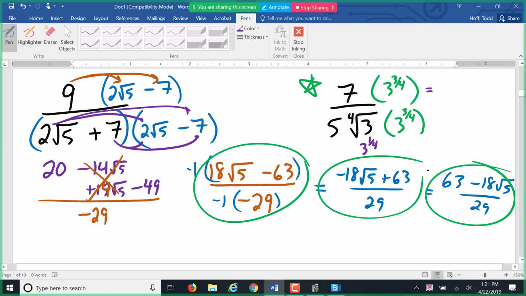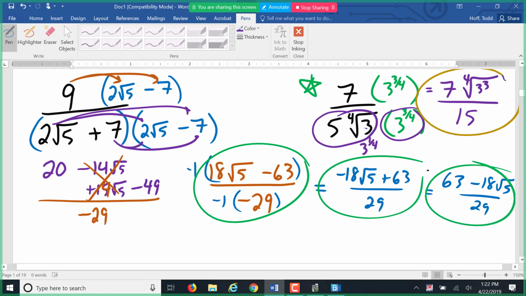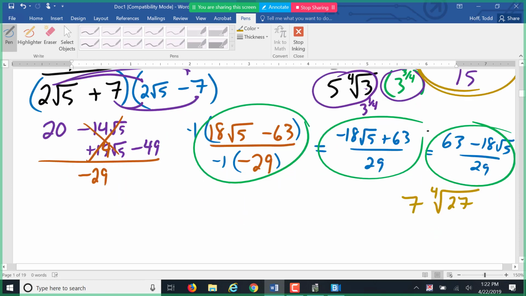So 7 times 3 to the power of 3/4 is 7 times the fourth root of 3 to the third. On the bottom, 5 times the fourth root of 3 times 3 to the 3/4 becomes 3 to the 1, which is just 3. 5 times 3 is 15. This still needs to be simplified a little bit. 3 to the third power is 27, so that's 7 times the fourth root of 27 over 15.